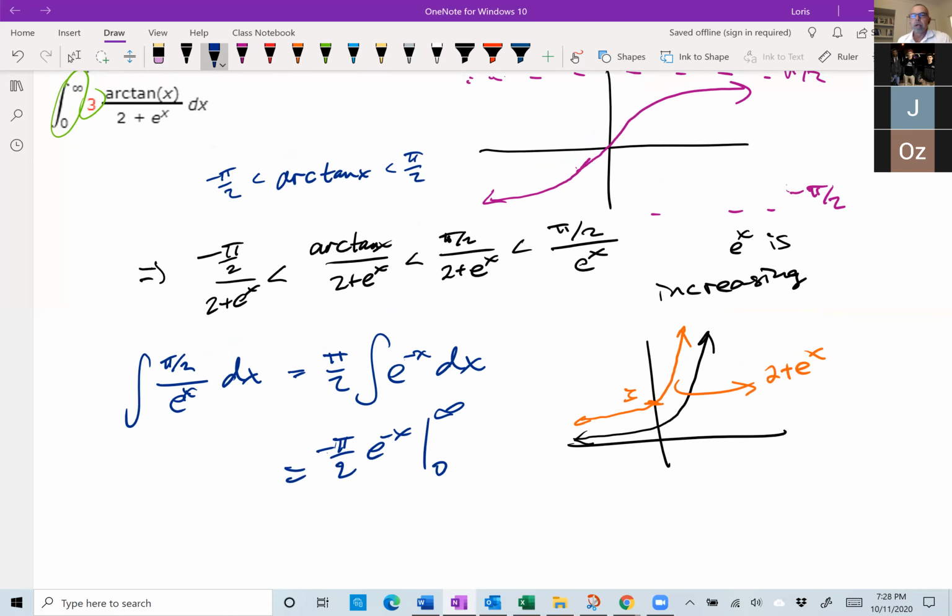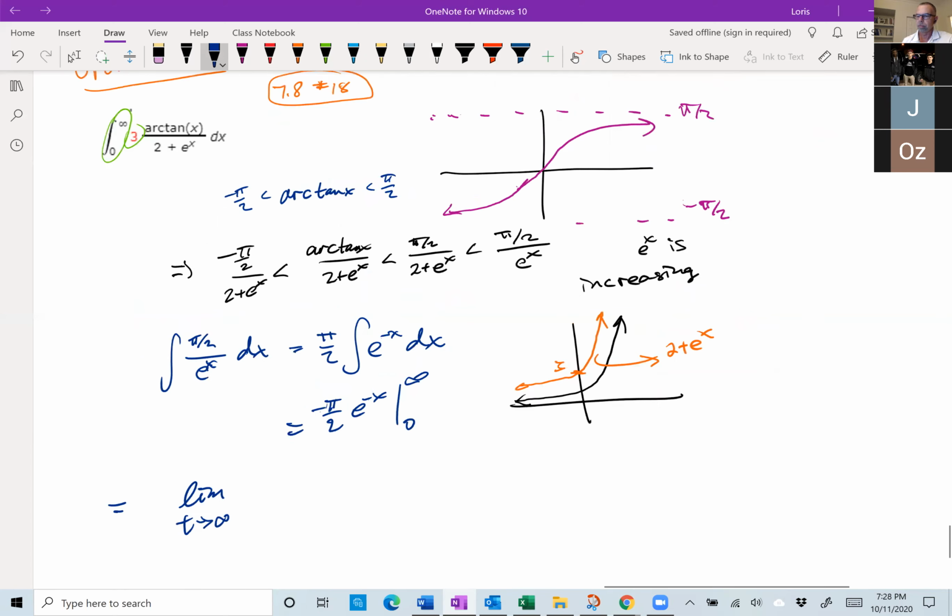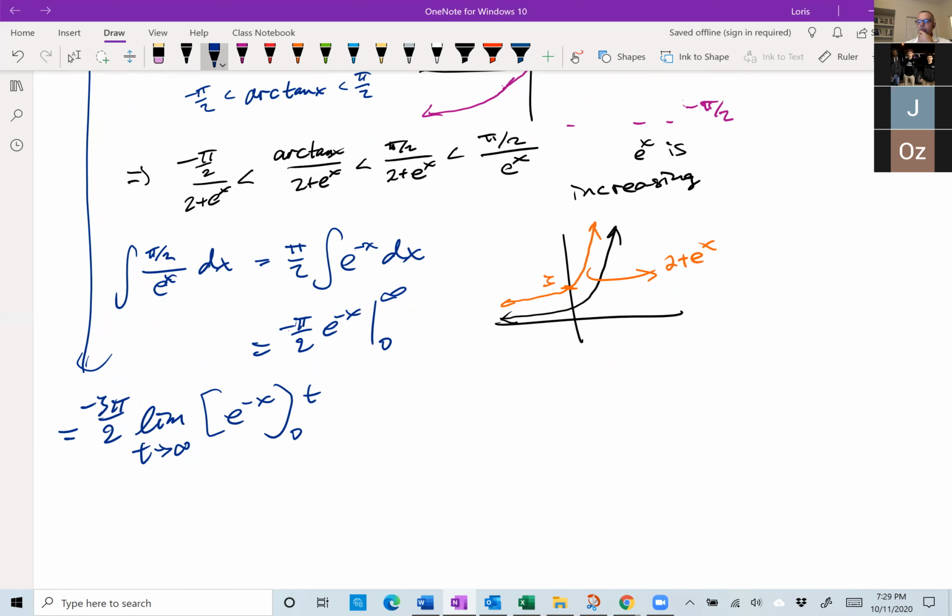Okay, now once we're evaluating from 0 to infinity, we have to pull in a limit. So that's equal to the limit as t goes to infinity. I can pull out the negative pi over 2 also. And there's a 3 involved. So negative 3 pi over 2. Okay. So now this is e to the negative x from 0 to t. Okay. I replaced the infinity with t. Okay, so now this is negative 3 pi over 2 limit.